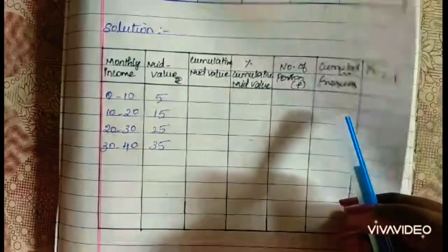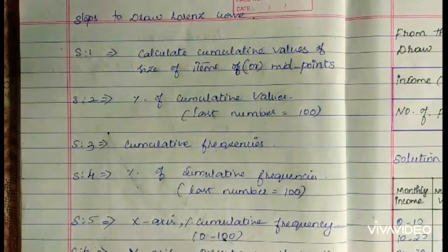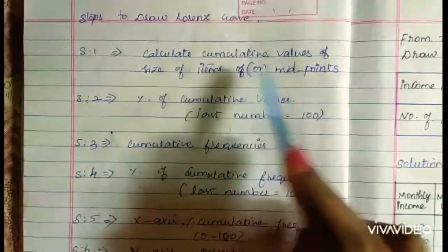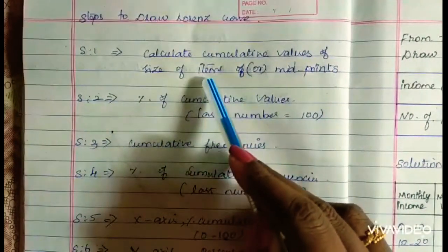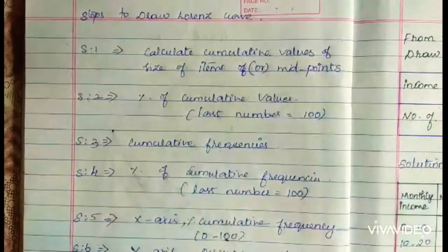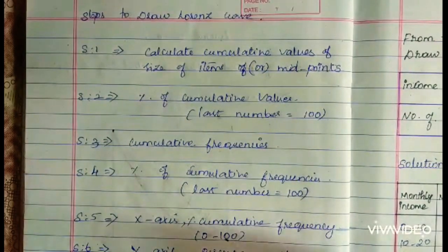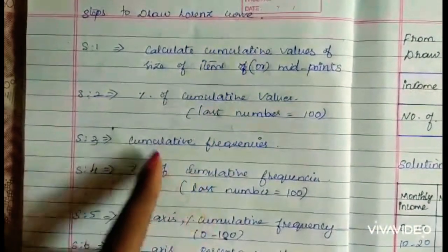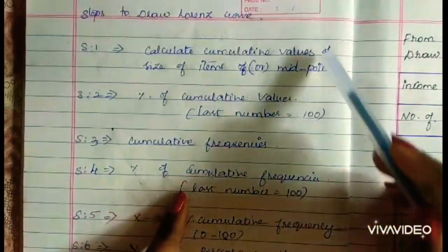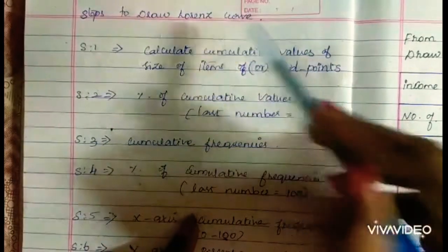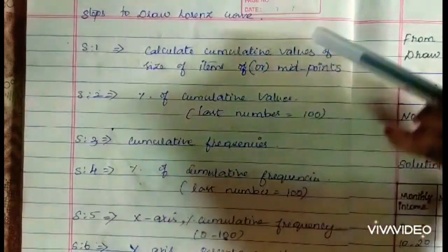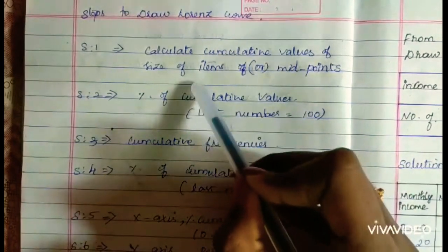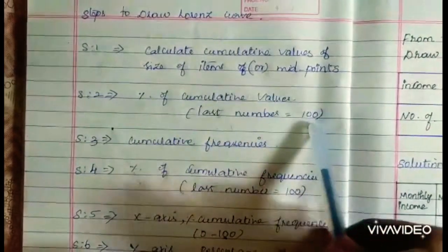Next we are going to see the steps. First we will do the first two steps. Step 1: calculate cumulative values of the size of items, or midpoint. Step 2: percentage of cumulative values. So for the value we have found here, we find the percentage of that value. The last value of the cumulative value should be considered as 100.